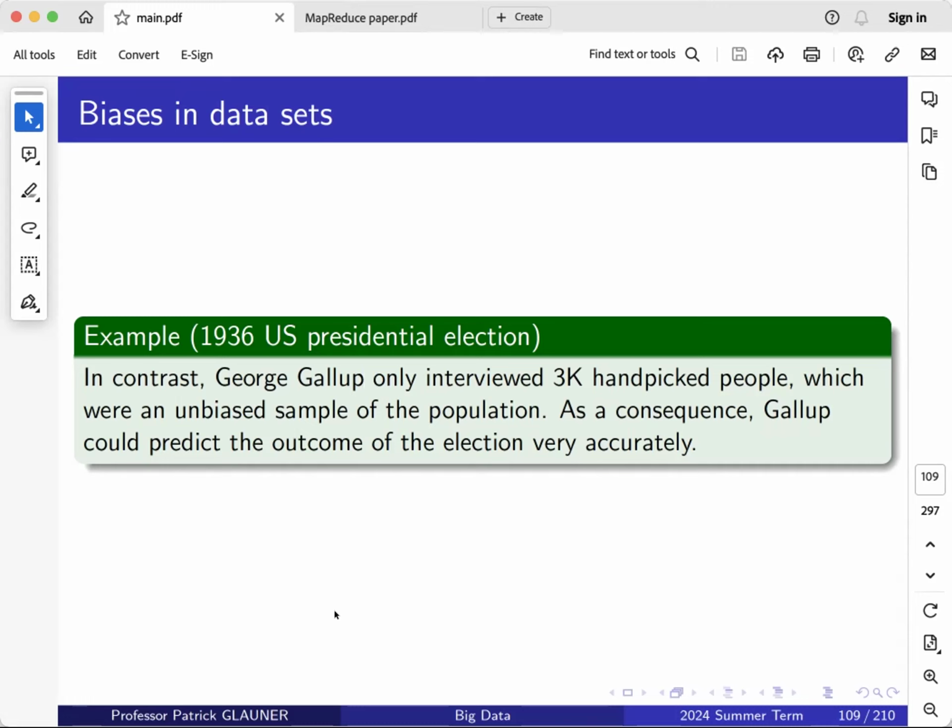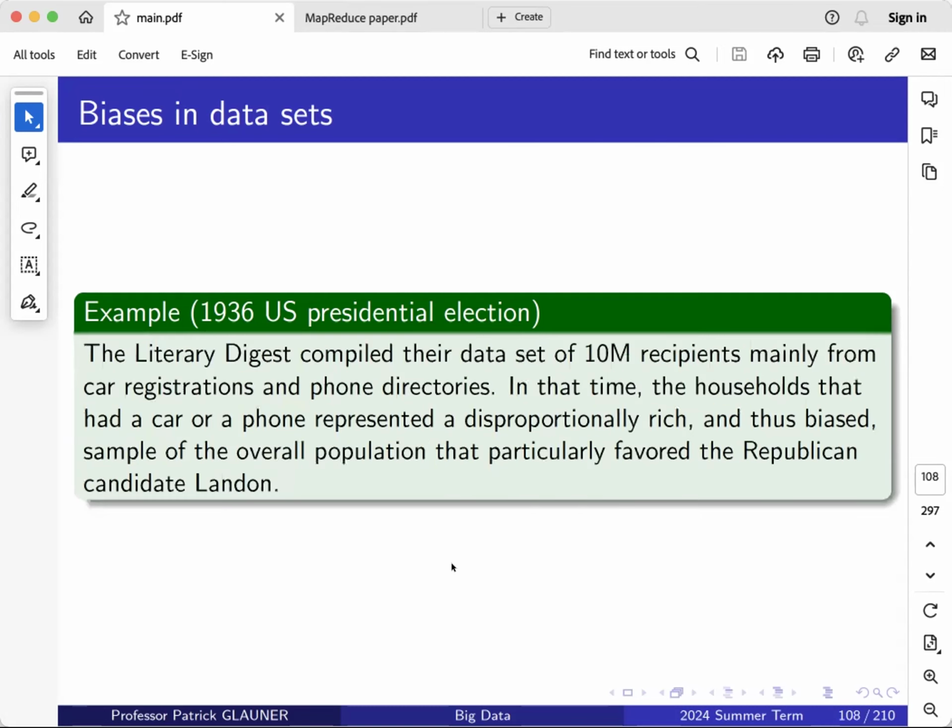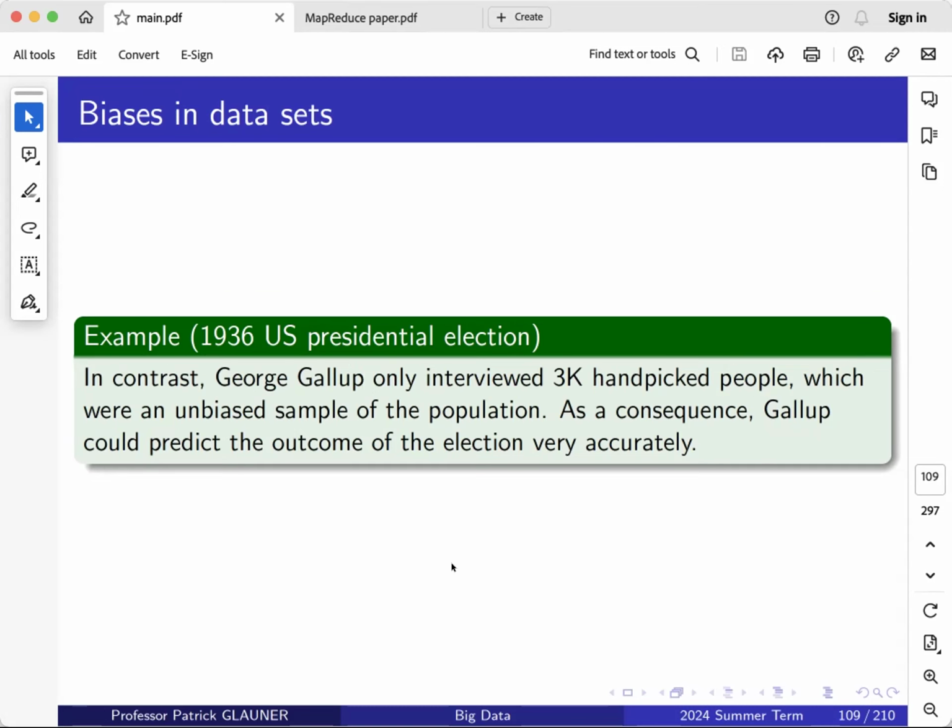And he could actually extremely well predict the outcome of that election, just with a sample of 3,000 voters rather than a sample of 10 million people. So we see that just having ever larger data sets is not the solution to all of this. Maybe just having a smaller and more representative data set could lead to a better result.